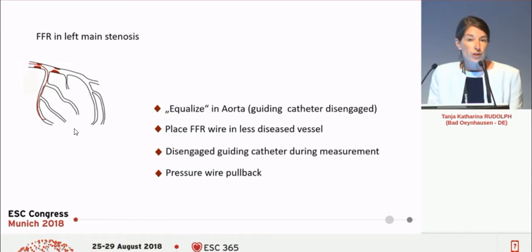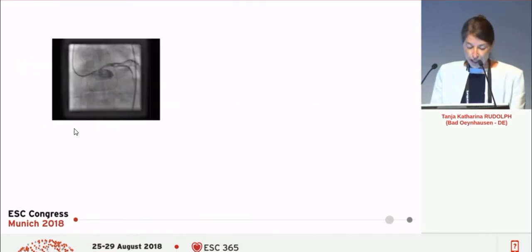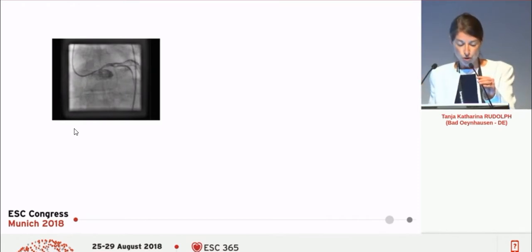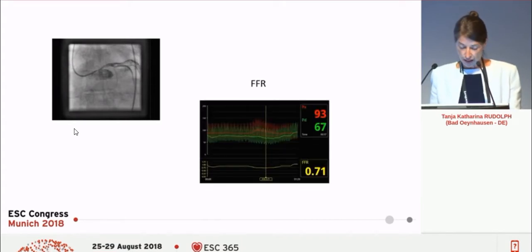And we should always do a pullback, no matter what kind of stenosis we want to assess. And here you see the position of our guiding catheter during the measurement, which shows that it's really disengaged, and you should really make sure that this is the case. And we got an FFR of 0.71, so it's a clear, significant stenosis.